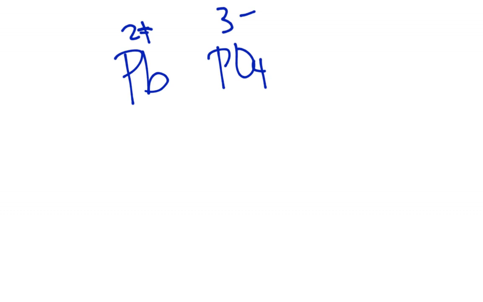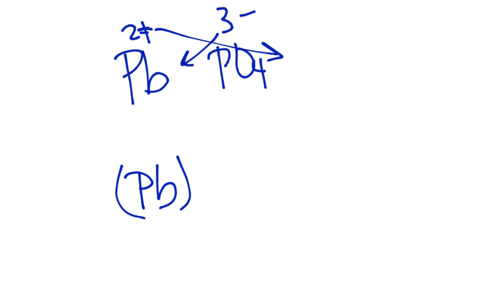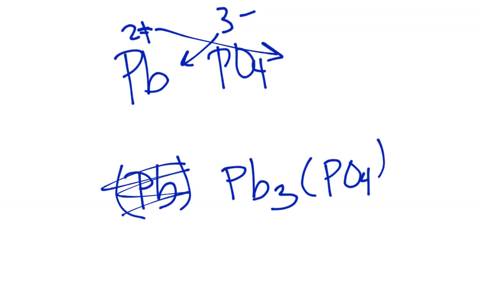Lead(II) phosphate, so Pb, it's got a 2 charge. Okay, remember CNN, charge, not number. Should have said that on the other 2 as well, but that Roman numeral 2 is not the number of leads I have, it's the charge of the leads that I have. Phosphate is a 3 minus, switch those 2 around, and we go Pb3(PO4)2, lead phosphate.